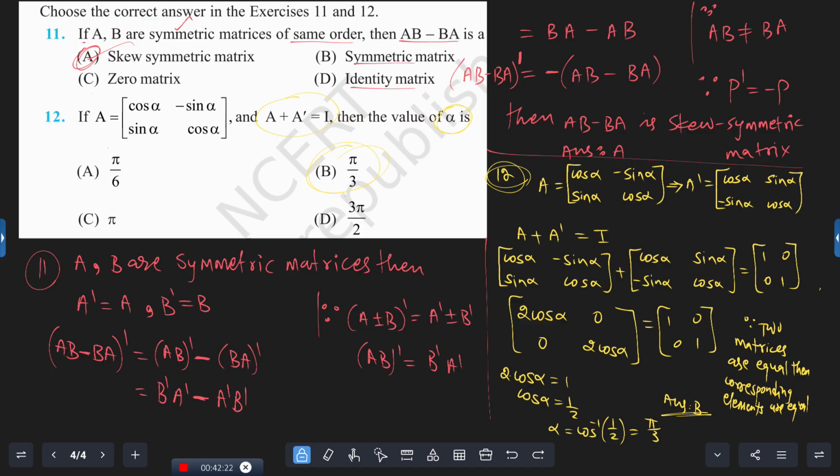Two matrices are equal, then corresponding elements are equal. That is the word I wrote, in cursive handwriting. Kindly try to understand. Next, invertible matrices we have to see. That is theorem number 3.